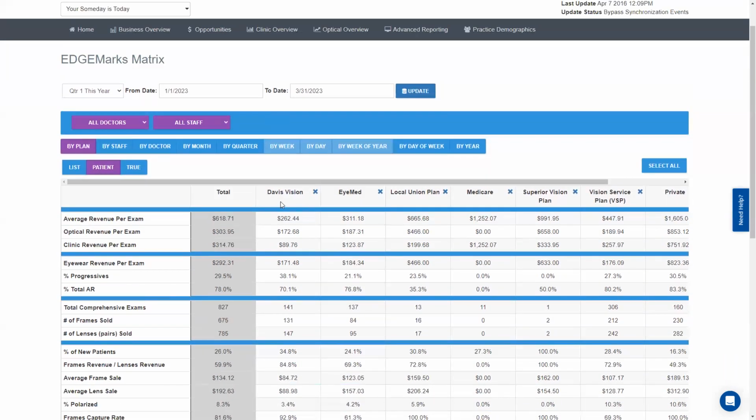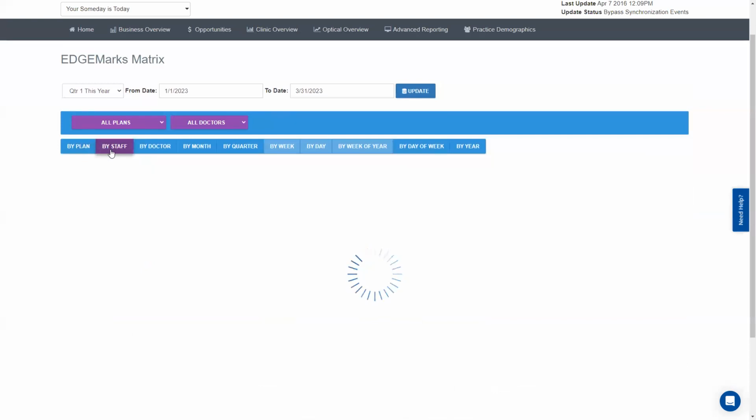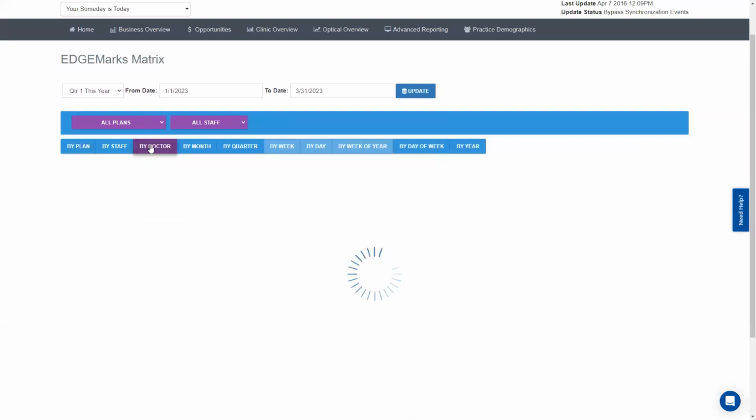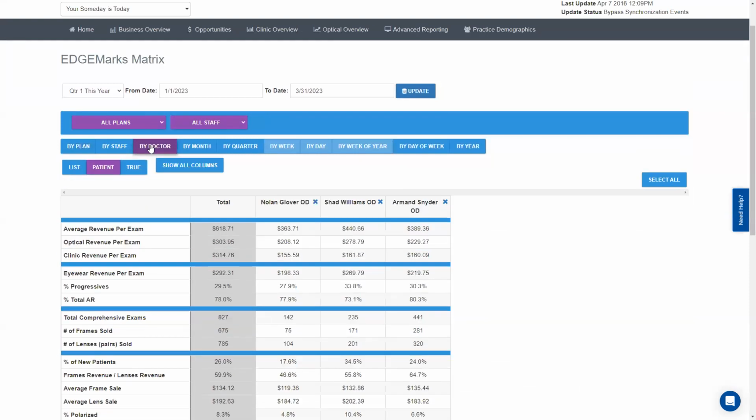On this particular page, we can view our plans side by side. On many other pages in EDGEPro, you view your plans one at a time. So anytime you see the word matrix, you'll know you'll be able to compare things side by side. Some of the things we can compare by plan. If I come here, I do have a by staff. One of the most popular that we have, other than plan, I would say second most popular is by doctor, because this is where we can view our revenue by our doctor side by side. We don't have to view them one at a time like we have to do on other pages.